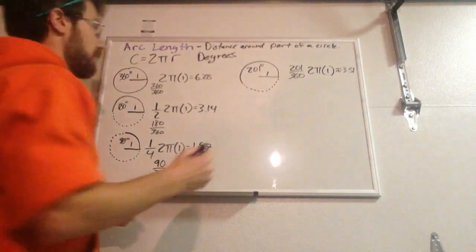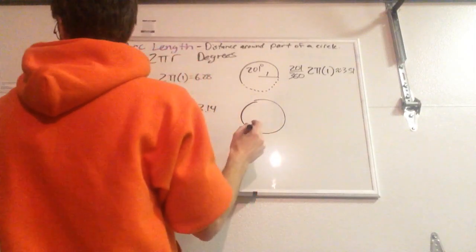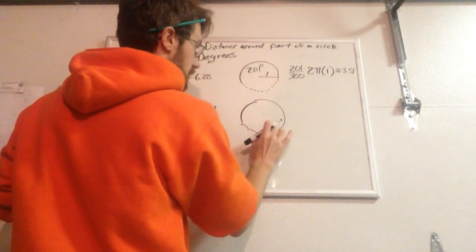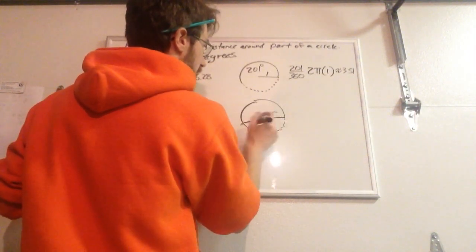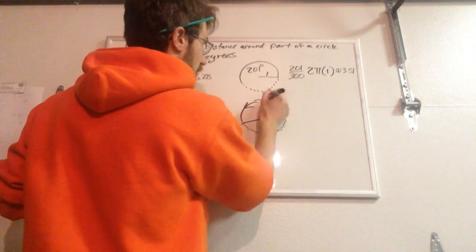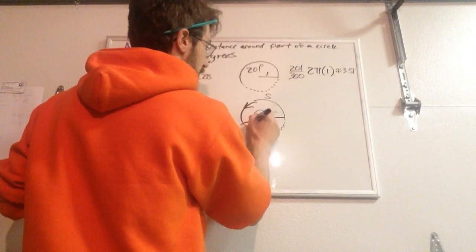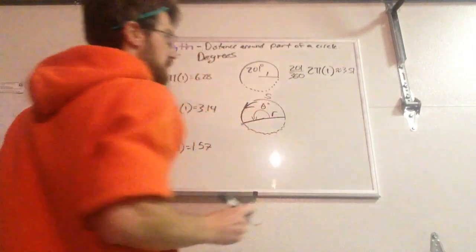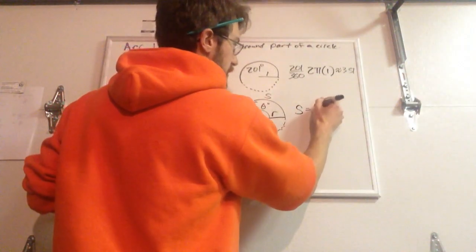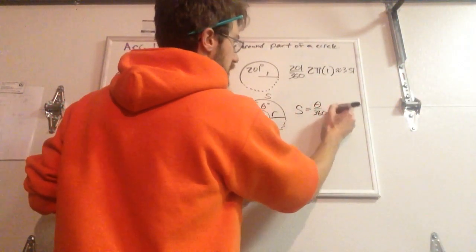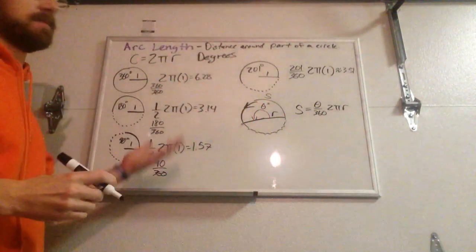If you do want to write down a formula, it would be this. Here's our circle. Oops. We'll make that part dashed. Here's our radius, and our arc length is S. The actual degrees of the arc are theta degrees. The arc length S is going to be equal to theta over 360 times 2 pi r. And there you have it.